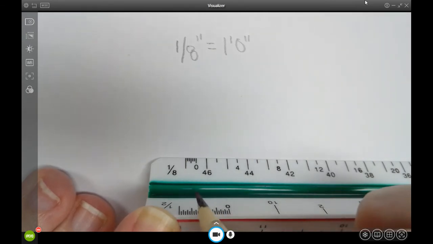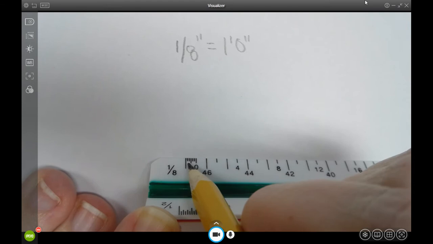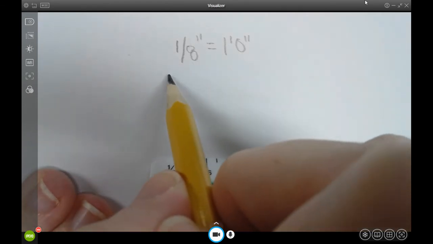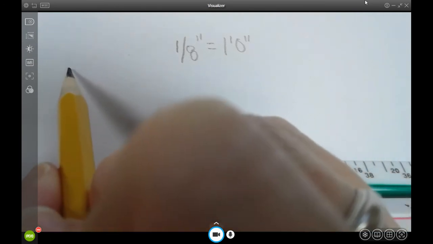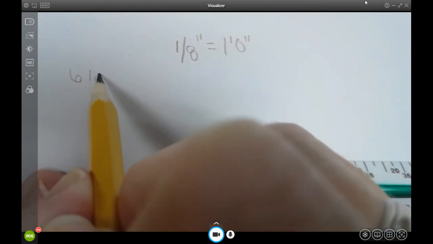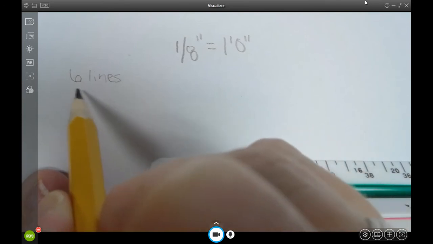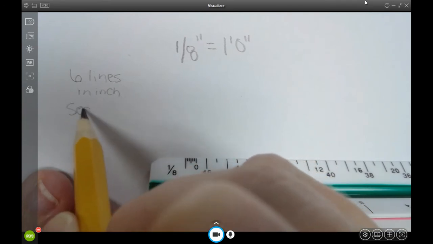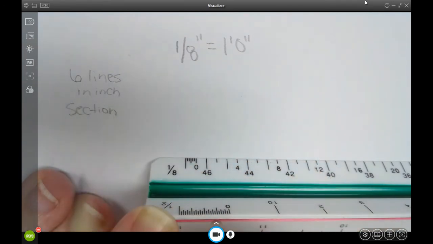Now what we need to do is figure out how many lines we have in our inches section. So we have 1, 2, 3, 4, 5, and 6. All right, so we have 6 lines total. So I'm going to write that over here, in inch section. And again, organize your notes however you'd like. I'm just trying to break it down for us a little bit. Pardon my handwriting. I'm trying to write over the scale.